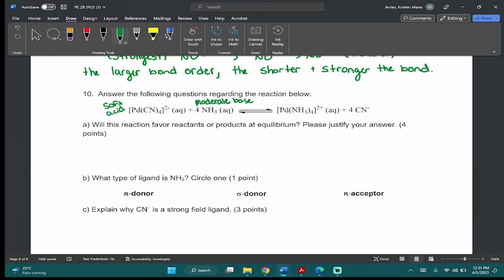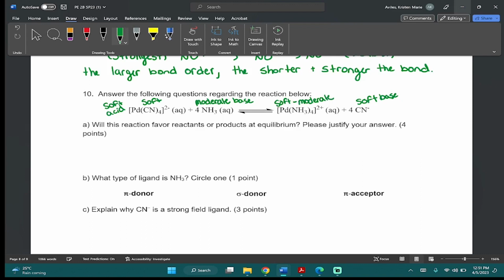What about CN-? Hard, soft, moderate? Soft base. So chemists are easy. We like to use easy rules. Likes like to interact with likes. So soft likes to interact with soft. So here we have a soft-soft connection. Here we have a soft-moderate connection.